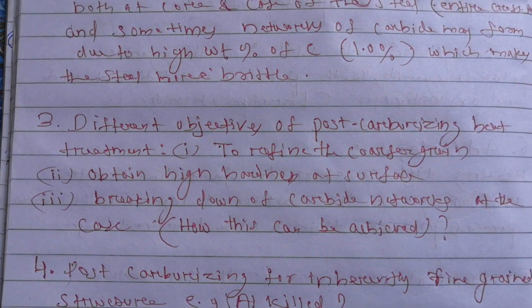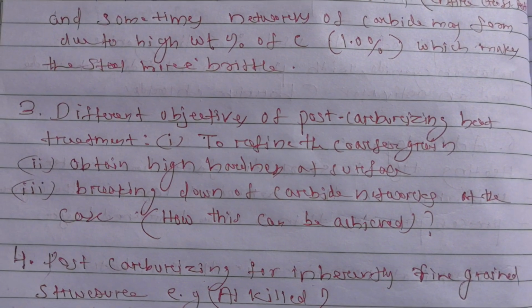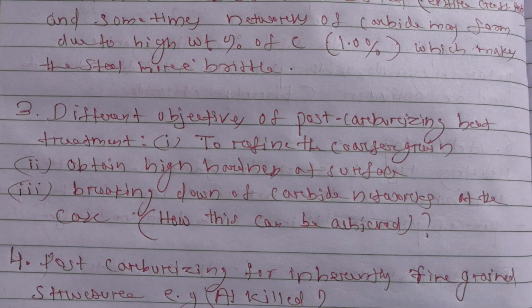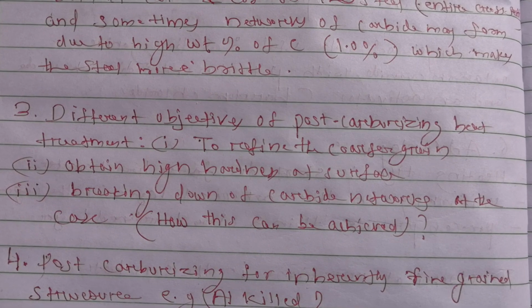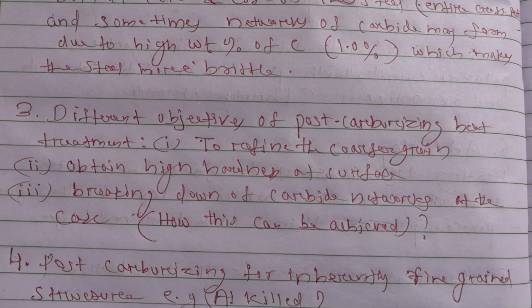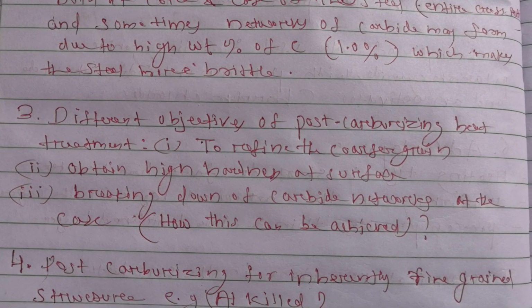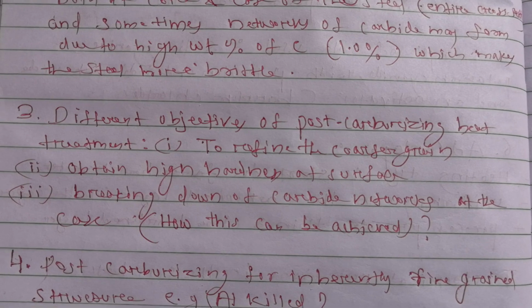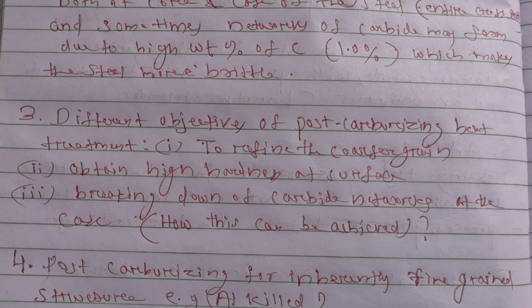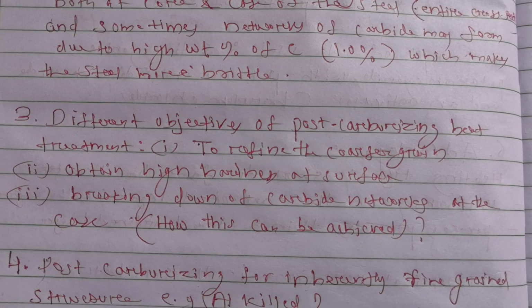Next, the different objectives of post-carburization heat treatment. The first objective is to refine the grain size, the second one is to obtain high hardness at the surface, and the third one is breaking down of these carbide networks at the case. So how can we achieve these three objectives? Can you people think of that?